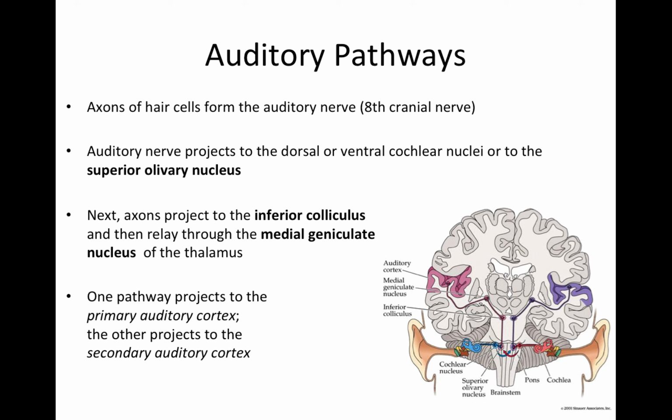After the projections to the MGN in the thalamus, the ventral region will project to the core auditory cortex, or the primary auditory cortex, or A1. And again, here A stands for auditory and 1 for primary. And the dorsal part of that projection will go to the secondary auditory regions. So there are multiple independent ascending pathways into the cortex, and here we technically just cover 2 of them.